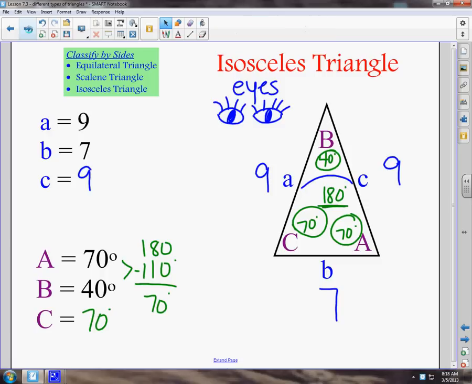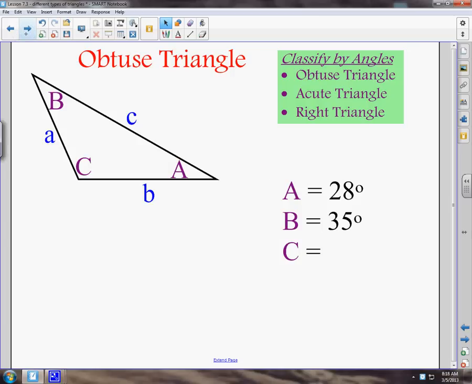Okay, so those are the three by sides. We have an equilateral that's all the same, scalene is all different, and isosceles has two the same. So 1, 2, and 3. Now, these are classifying by angles. Obtuse is kind of what we talked about earlier. It's big and fat. It has one angle that's between 90 and 180.